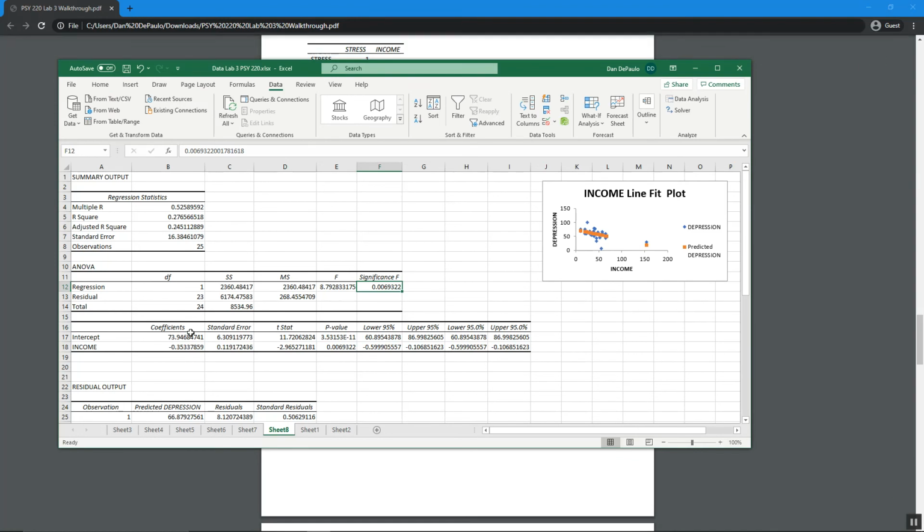Now, what you need to interpret is the coefficients. You have the y-intercept, which is called intercept, and you have income, which is the predictor. This coefficient 73 is the y-intercept. The coefficient below it for income is the slope of the line. Since there's only one predictor, there's only one slope. And the slope of that one line is negative 0.35. So there's a negative relationship here. There's a negative relationship between income and depression.